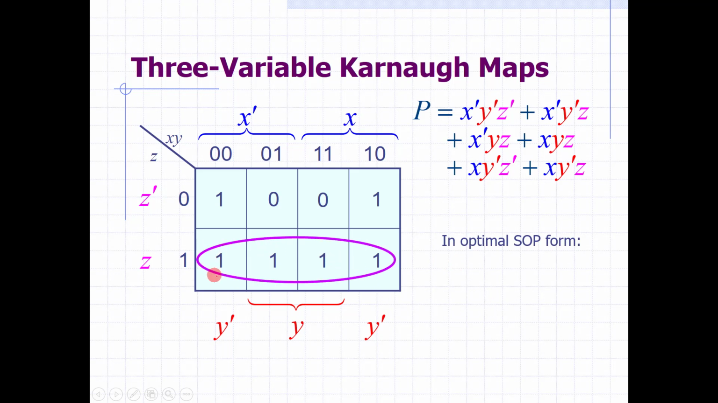And then ask, what does it take to be in that group? To be in this group of ones, z is equal to 1. It doesn't matter what x or y are. If I know z is 1, I'm in this group. So that's just z.